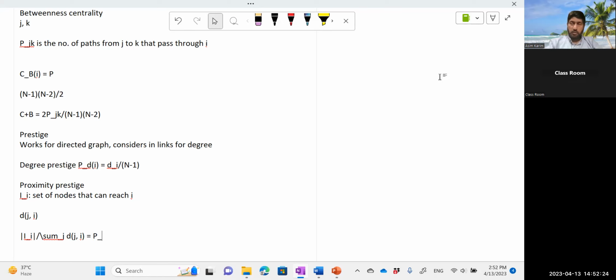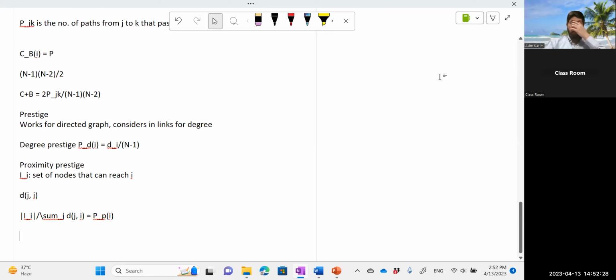The prestige P of I has a maximum value of 1 and a minimum value of 0. If the set I sub I is empty, of course this is defined for disconnected nodes as well. Remember, the closeness centrality we defined for disconnected nodes was undefined, since the denominator was coming to be 0. Here the numerator becomes 0, so that should be fine.